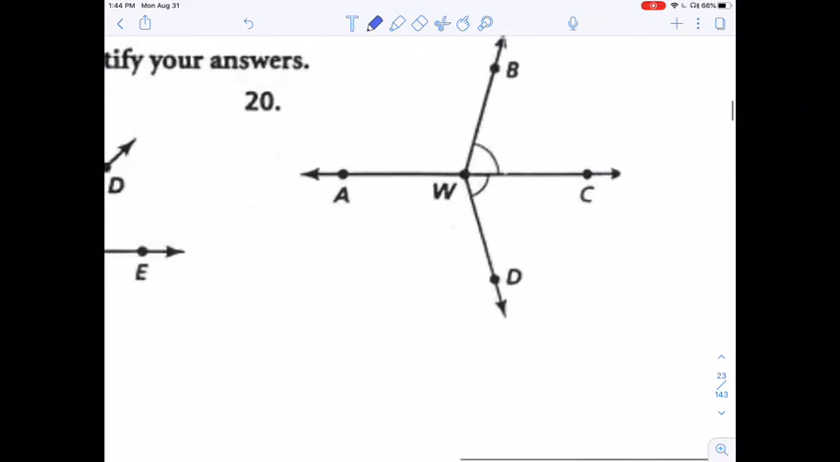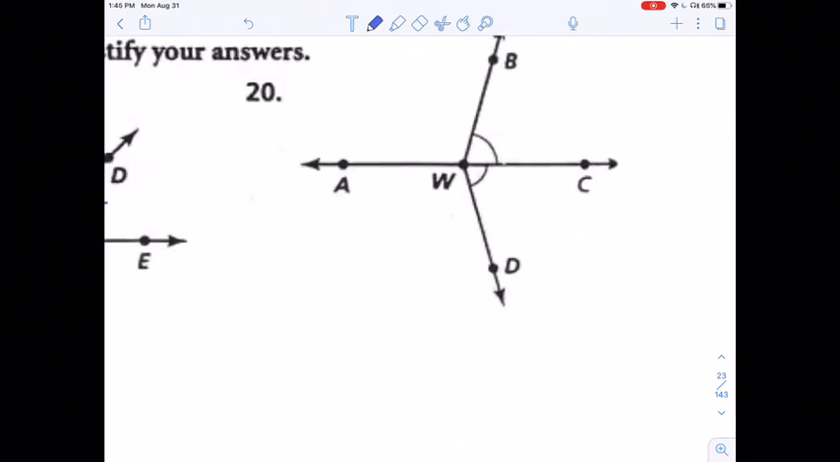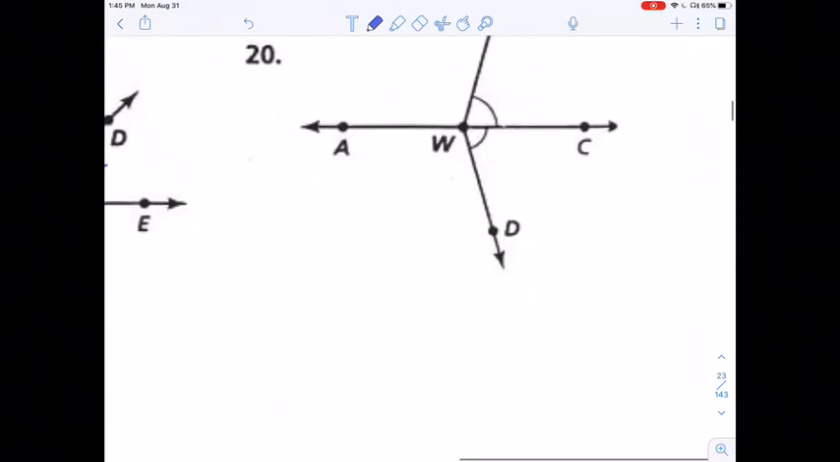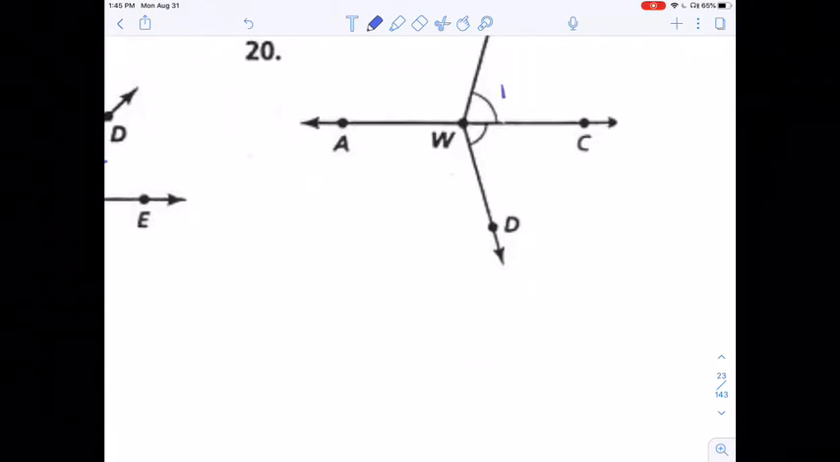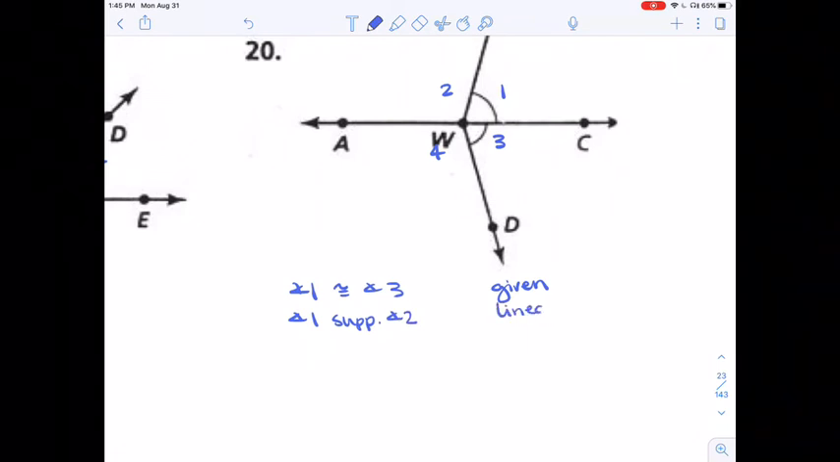And then if we take a look over here, this is a great example of our congruent supplements theorem. So I'm going to write it out as if it were a proof. I'm going to number these angles 1, 2, 3, and 4. Okay, so we are given that angle 1 is congruent to angle 3. And now we can look at vertical angles or linear pair. So I could say that angle 1 is supplementary to angle 2 because of our linear pair postulate.